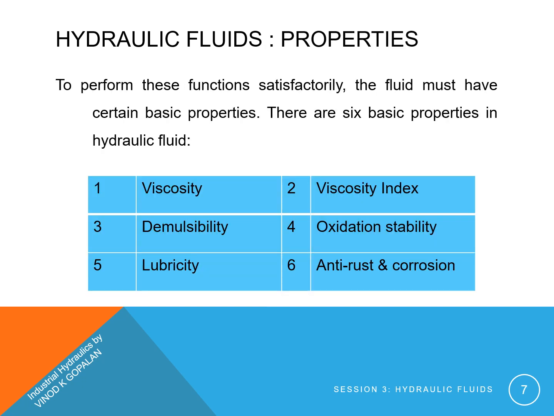Properties of hydraulic fluids. We have seen various functions of hydraulic fluids, and to perform these functions satisfactorily, the fluid must have certain basic properties. There are 6 basic properties in hydraulic fluids. First is viscosity, then viscosity index, third is demulsibility, then oxidation stability, lubricity, and sixth point is anti-rust and corrosion properties.